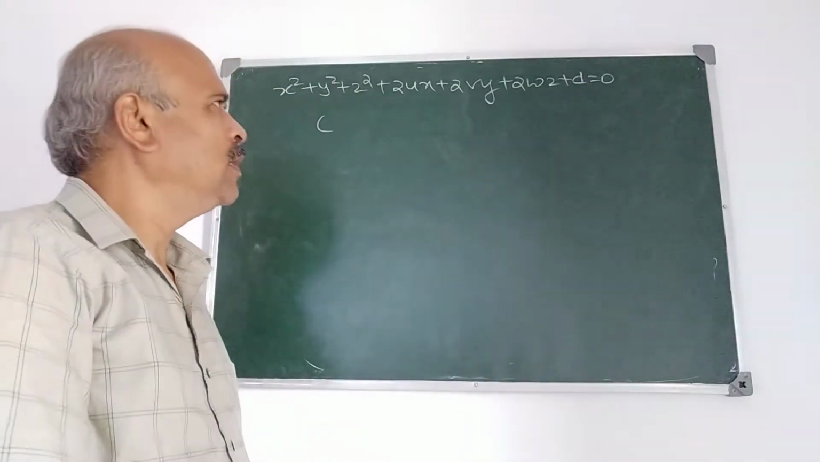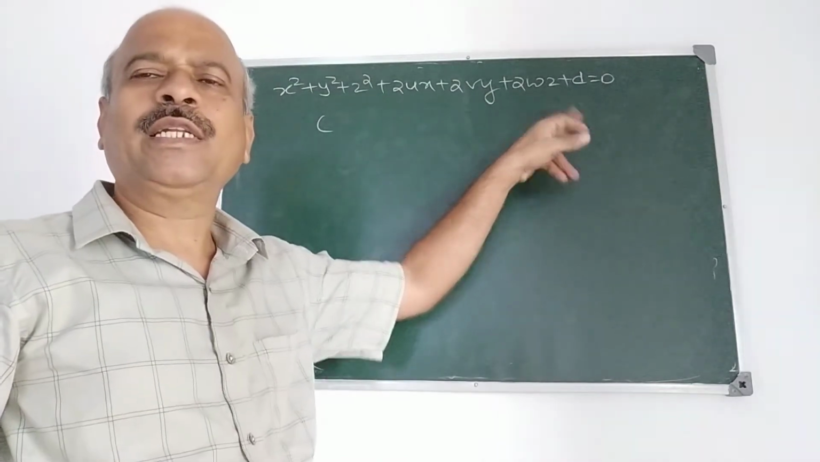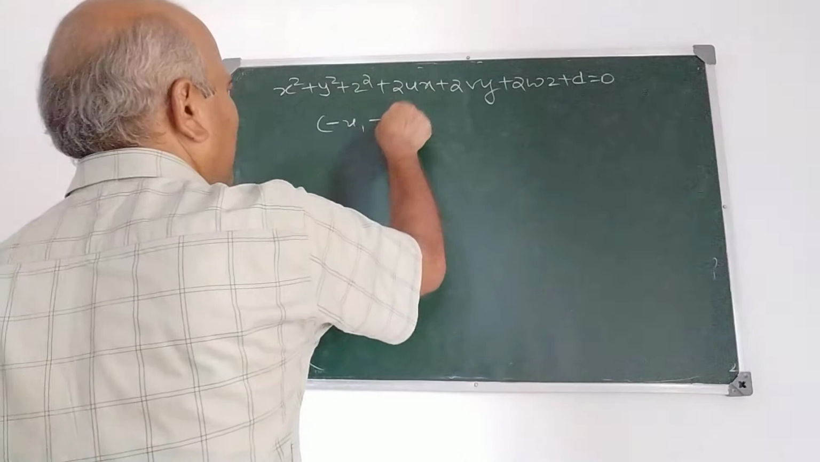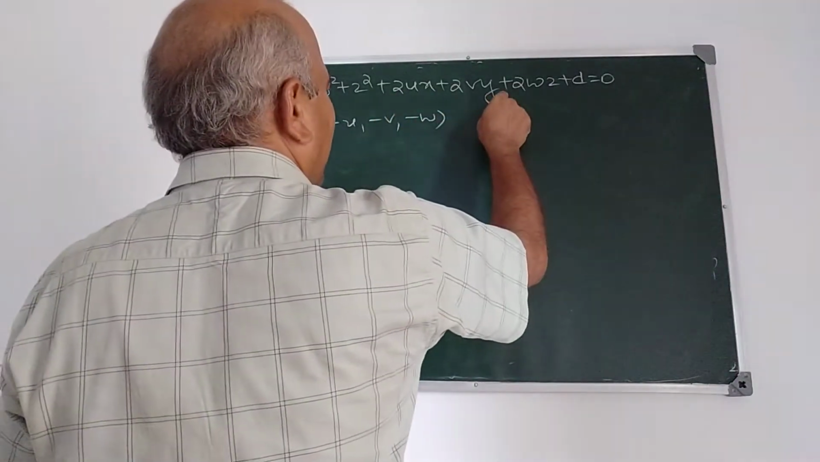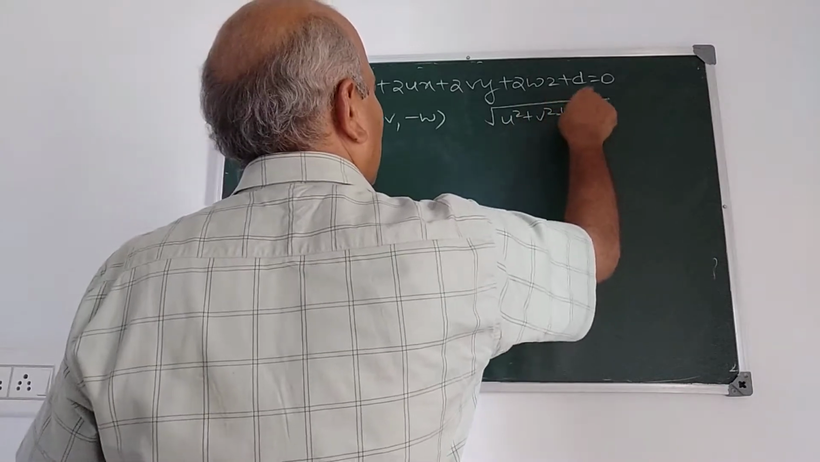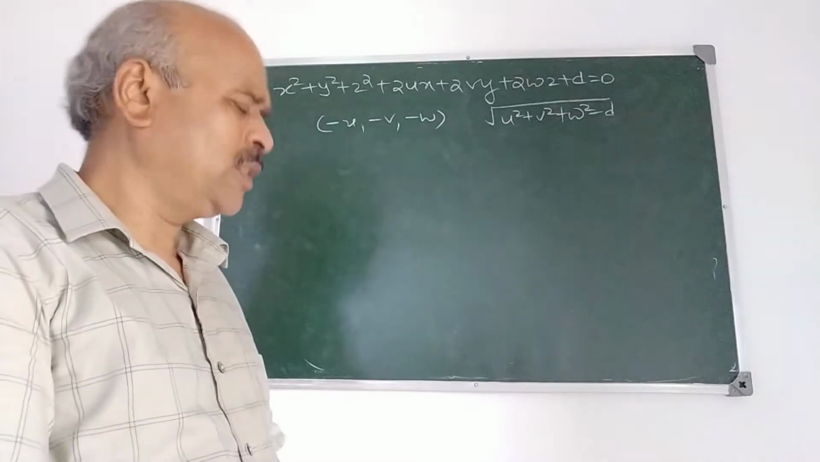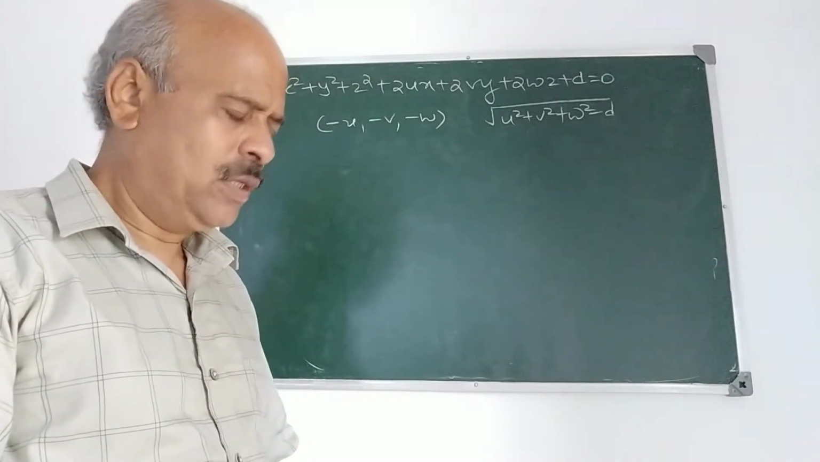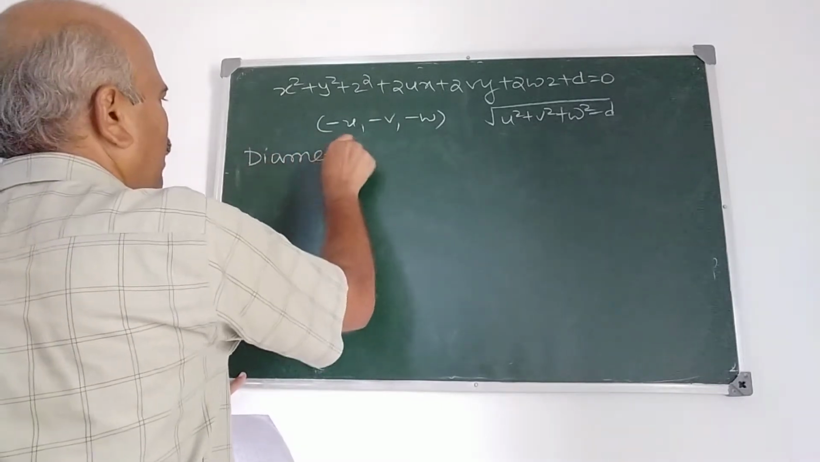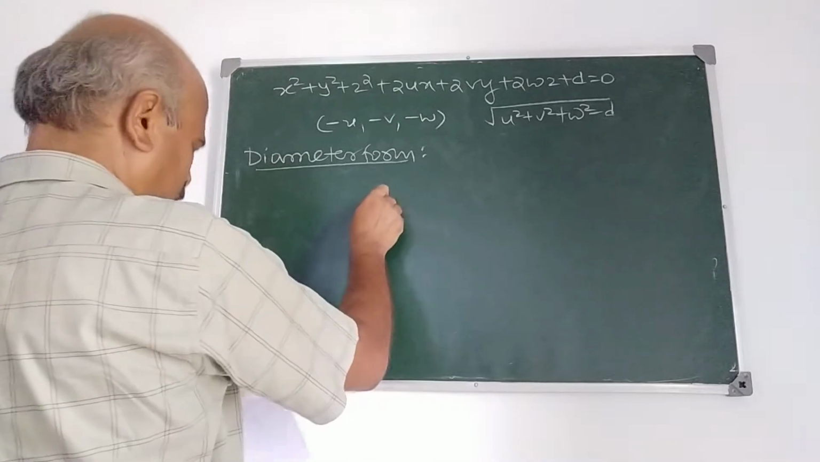Question is like this: prove that the equation represents a sphere and find the center and radius of that sphere. What is the center? (-u, -v, -w). Radius is the square root of u² + v² + w² - d. That is the radius. And also I solved some problems on this. Now, next is diameter form. What do you mean by diameter form?